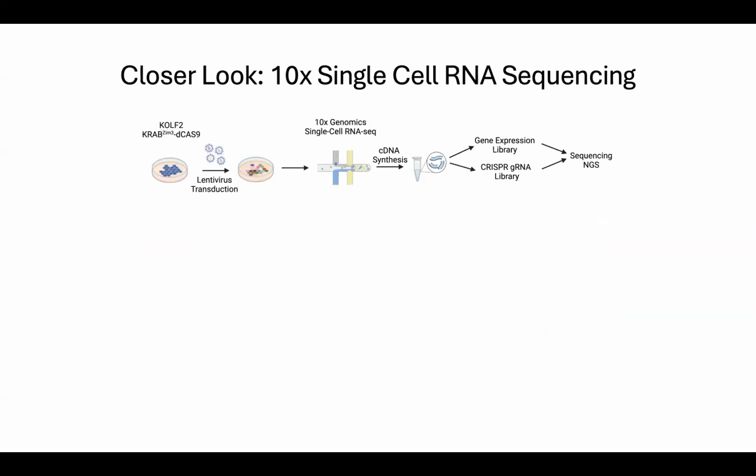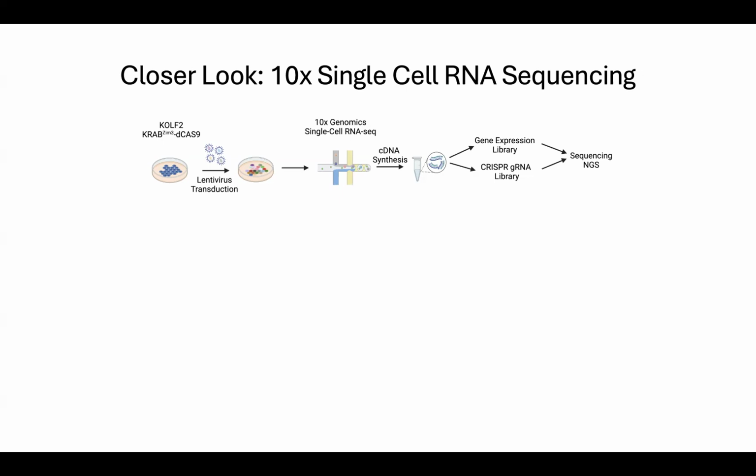Just zooming in, taking a closer look at exactly the experimental design we used, once we transduce these cells with a virus, they're passed into our single cell approach, and then from that, we generate cDNA as the output. From this, each guide RNA is actually barcoded as well. So we can get for every cell the associated perturbation and the entire transcriptome, or the gene expression library and CRISPR library. And from this, we use next generation sequencing to get a readout.